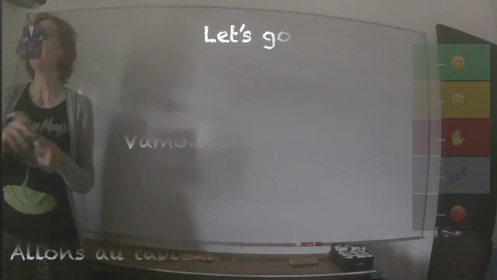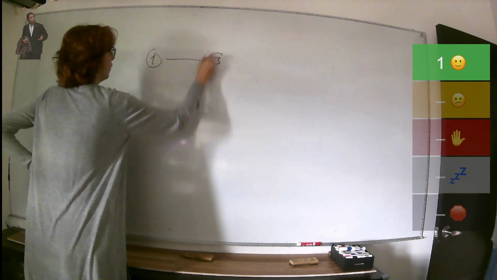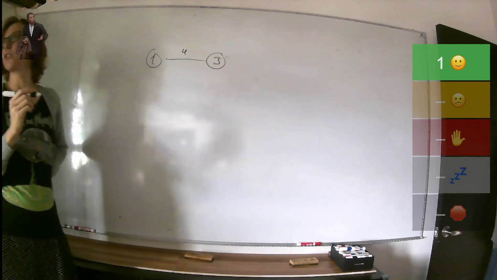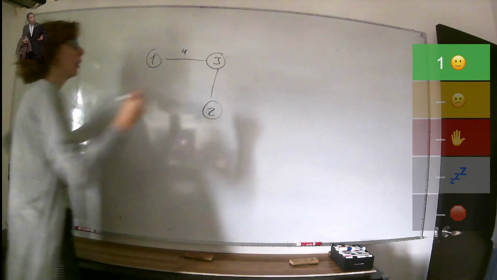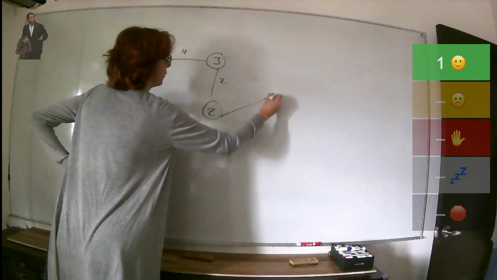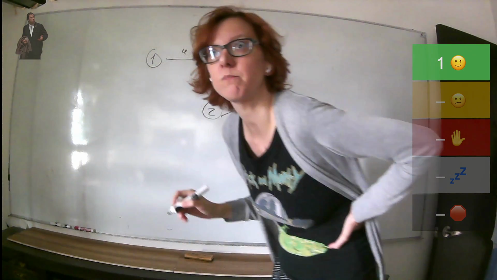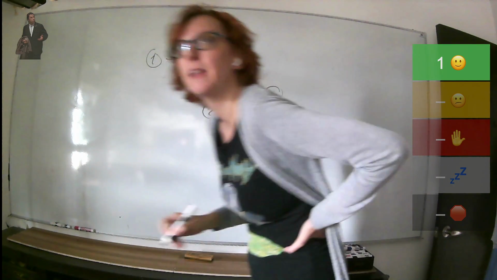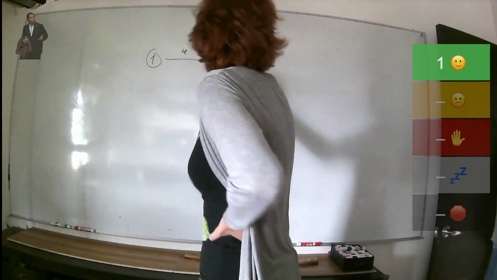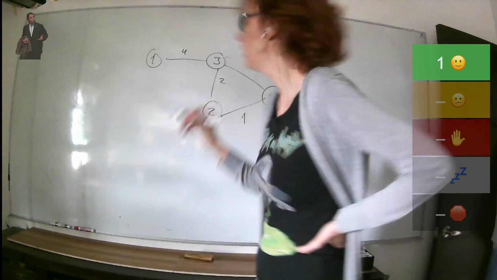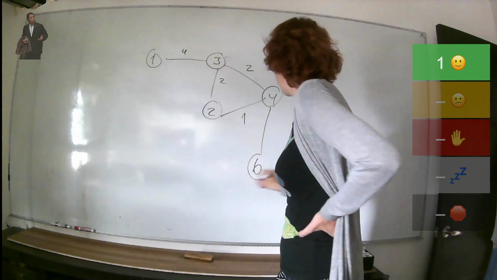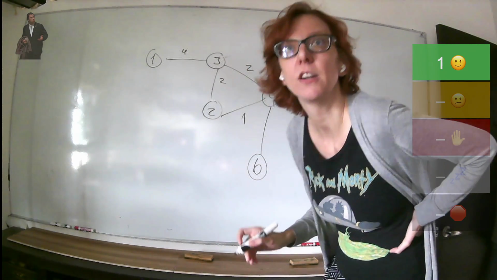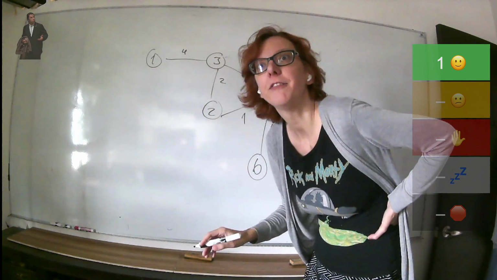I'm sorry about that. So we had a 1 connected to a 3, and that had a cost of 4. 2 was also connected to 3 with a cost of 2, and 2 was also connected to 4 with a cost of 1. I'm only going to draw the original edges first. 3 is also connected to 4 with a cost of 2. Then I have 4 is connected to 6. That has a cost of 1. And then 5 is connected to 6 with a cost of 2.